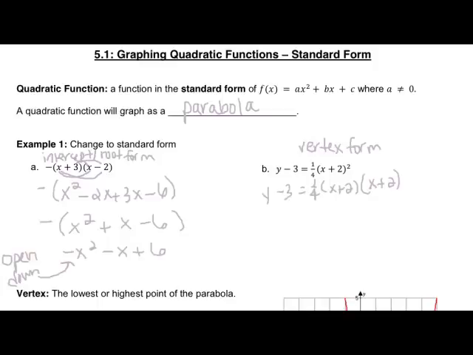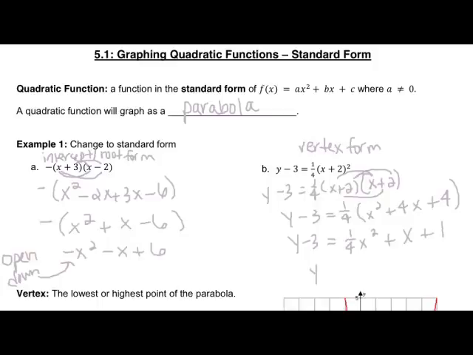So then just like we did for part A, we need to FOIL out our binomials. So we have y minus 3 equals 1/4 times, if we multiply this out, we get x squared. We get 2x and 2x, which is 4x. And 2 times 2 is 4, so plus 4. Still y minus 3. I'm going to distribute in my 1/4. So I have 1/4 x squared plus 4 times 1/4 is just x plus 1.